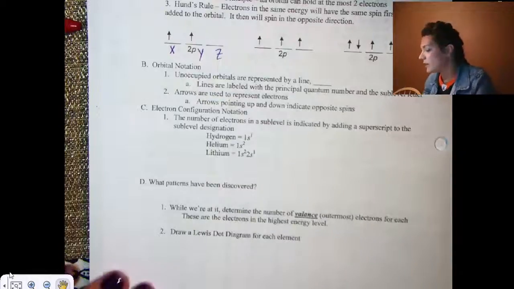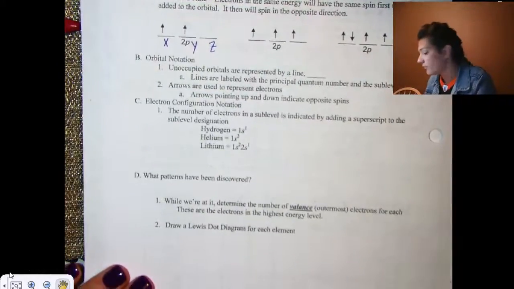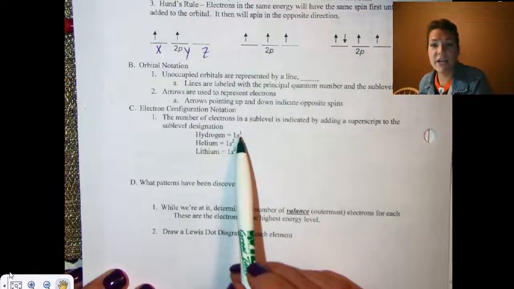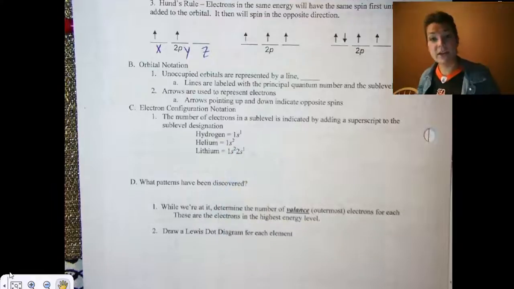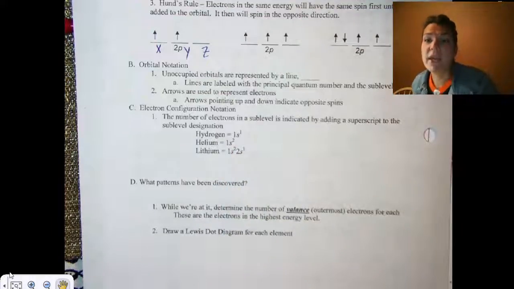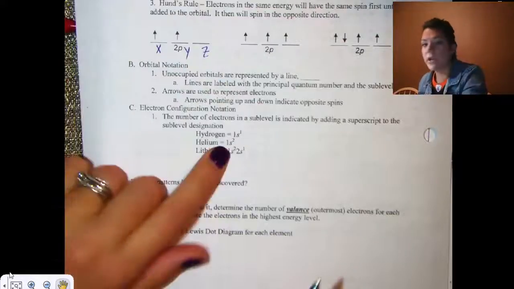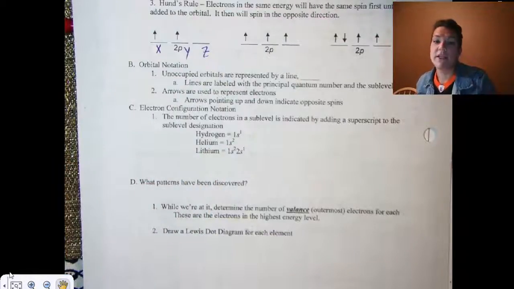So if I was to look at the electron configuration for hydrogen, it would tell me that hydrogen has 1 electron. And where is that electron located? It's located in the 1s energy level. Okay? Helium has 2 electrons. Where are the electrons located? The electrons are located in the 1s orbital. Lithium has 3 electrons, 2 of them located in the 1s energy level, where 1 of them is located in the 2s energy level. Okay?